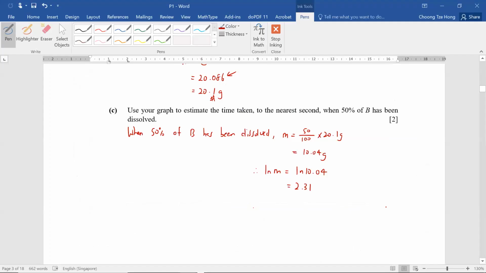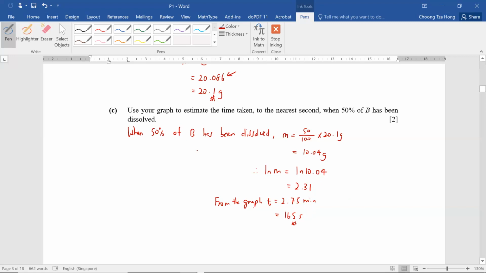Okay, so from the graph, t equals 2.75 minutes. So we convert 2.75 to seconds. Just take 2.75 times 60 seconds. Then to the nearest second you'll get 165. So this will be the nearest second. So this is how you do this question.